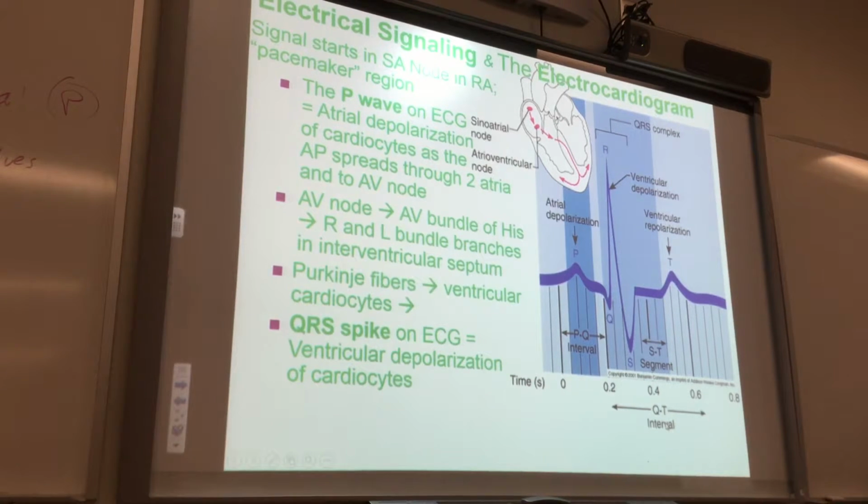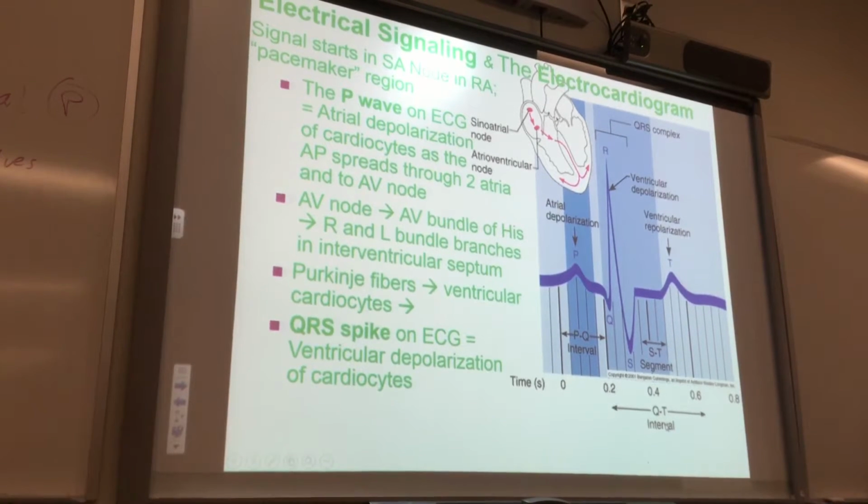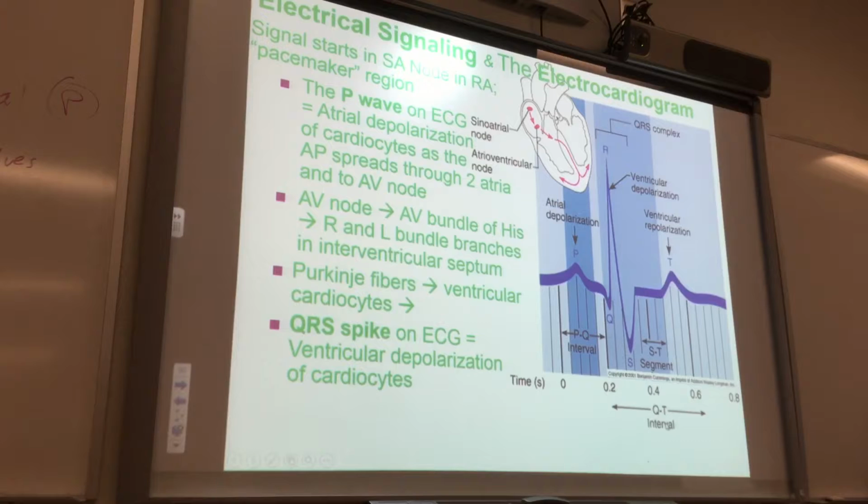All the cardiocytes in the ventricles are depolarizing at the same time. Now, why can they all depolarize at the same time? Gap junctions, yeah. That information from the Purkinje fibers gets to a few ventricular cardiocytes, and then those ventricular cardiocytes tell all the ventricular cardiocytes that they should depolarize at the same time, and you do it through gap junctions. That's a QRS spike.